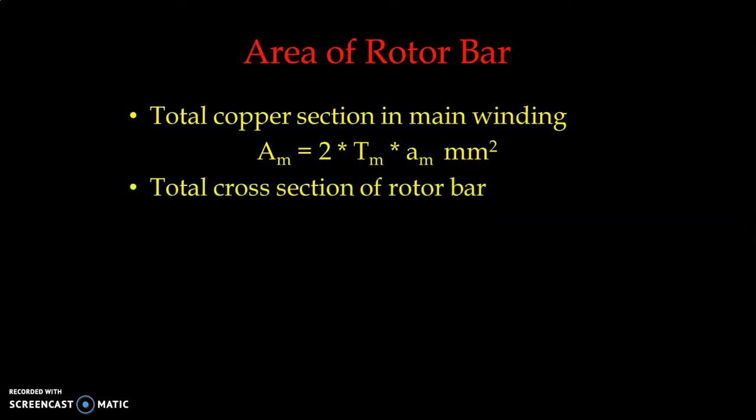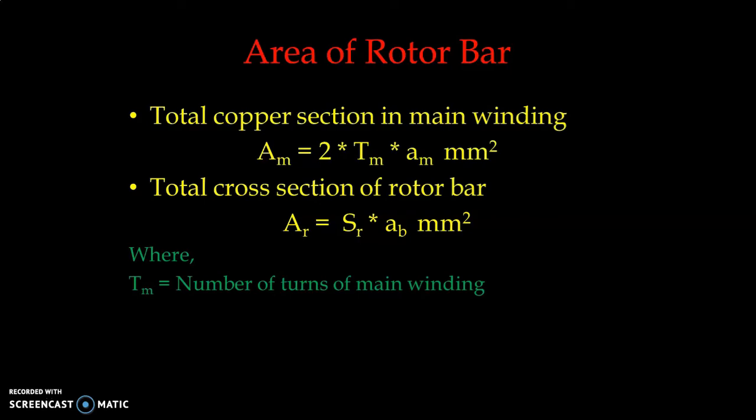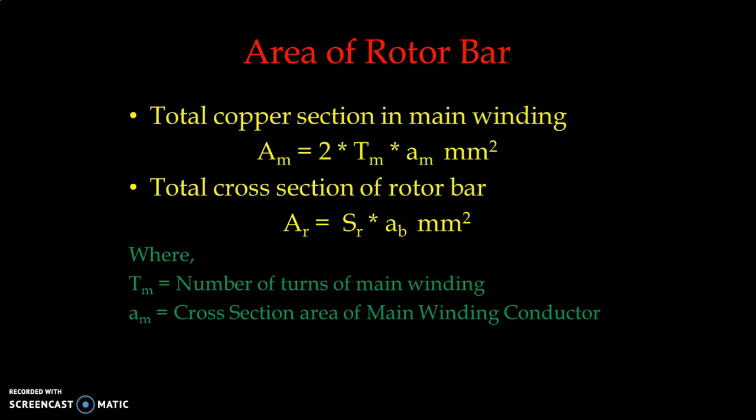Same way, we have total cross section of the rotor bar, and we have equation AR, capital A, that is cross section area of rotor, R for rotor, that is SR multiplied by AB in millimeter square. SR is total number of rotor slots. In previous slide we have seen how to decide number of rotor slots. So once number of rotor slots are decided, it is a product of number of rotor slots and cross section area of each rotor bar, where TM is, as I said, number of turns of the main winding, am is cross section area of main winding conductor, and AB is cross section area of each bar. We have one bar in each slot.